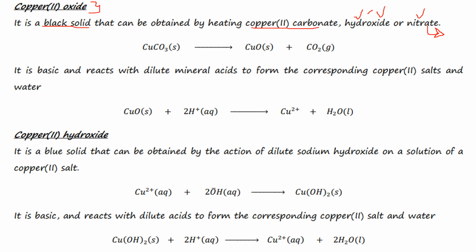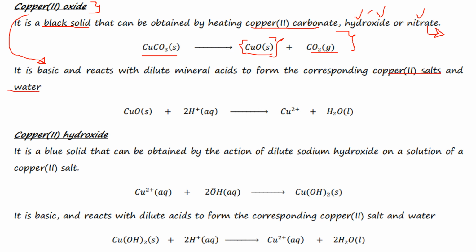So try writing out most of both of those equations like I presented. Copper(II) carbonate, when heated, gives us copper(II) oxide together with carbon dioxide gas, and our main focus here is the copper(II) oxide. Now the chemistry behind it is that it's a basic oxide, and therefore it only reacts with dilute or concentrated mineral acids to form the corresponding salts together with water.